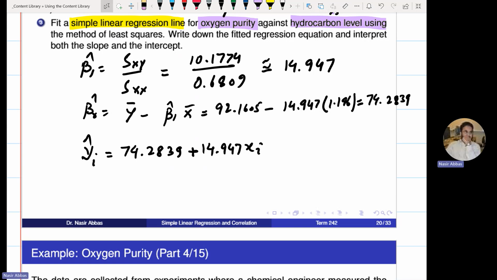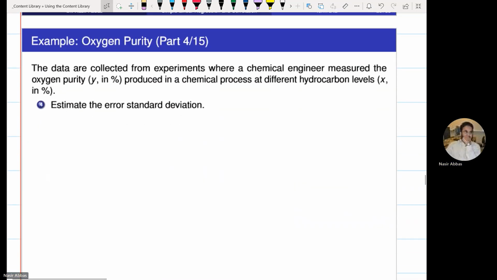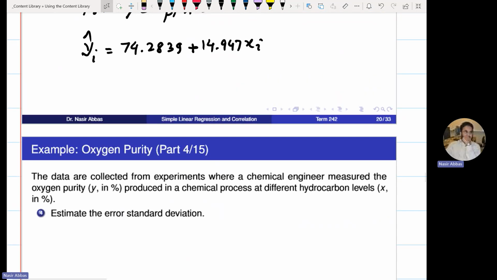I got 46, it's 47, 74. Can I say average, not single value? This interpretation is about the average. If let's say hydrocarbon level 0 belongs to the domain, then you will not say that when hydrocarbon level is 0, oxygen purity will be 74%. Average oxygen purity will be this. The interpretation is about the average, not about the single value. Single value might be 75, might be 72.